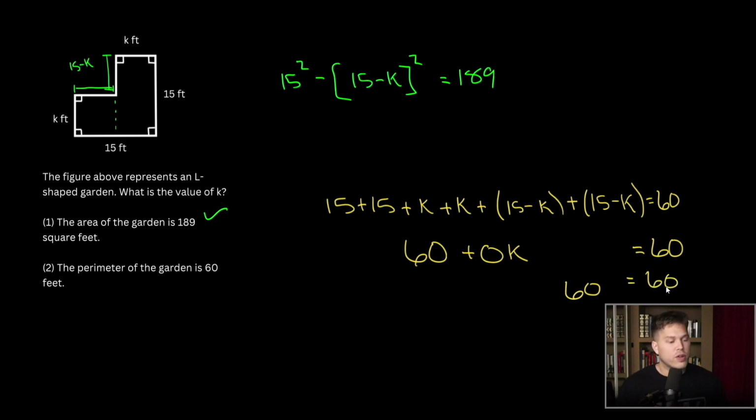All right? So this isn't enough information here. We have a second variable involved. Okay? 15 minus k, we could just as well call this some variable a. And we don't have enough information to determine what k is just from given the perimeter. So our answer for this problem is going to be answer choice A, such that statement 1 alone is sufficient.